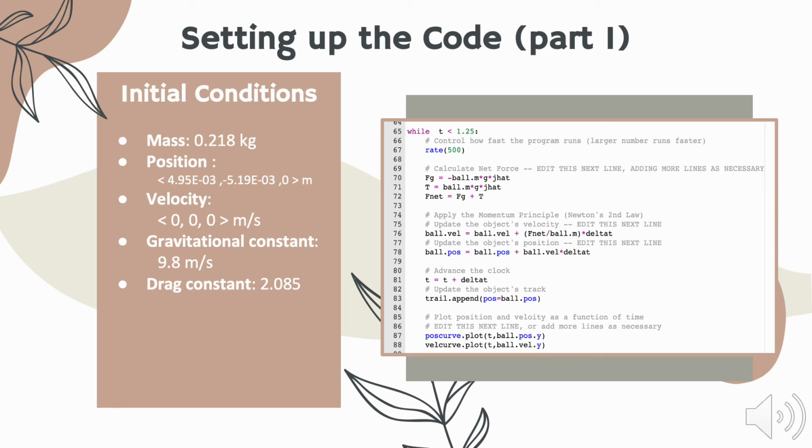For the first while loop, we use the time found in the first experimental model from when the slinky stays at rest, and we calculate the force of gravity and tension and add those together to get F net. Then we apply the momentum principle using the object's velocity and position to update to its new velocity and positions.